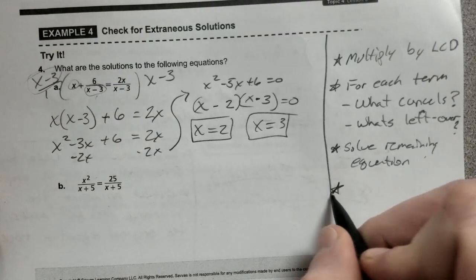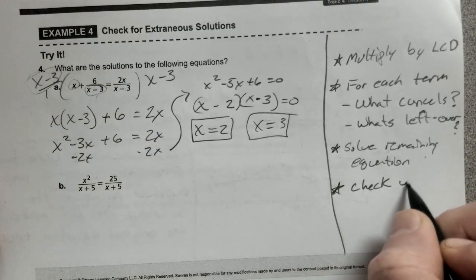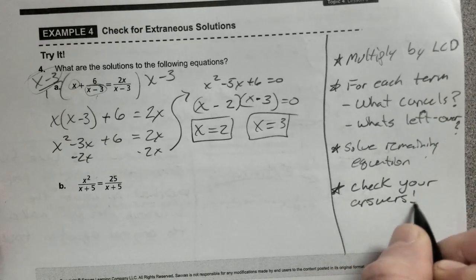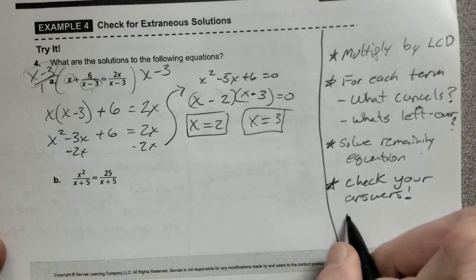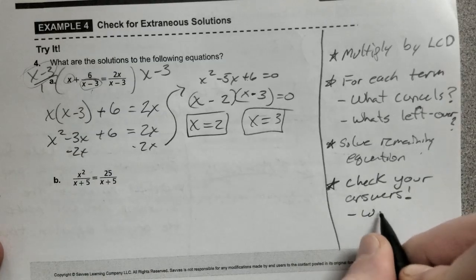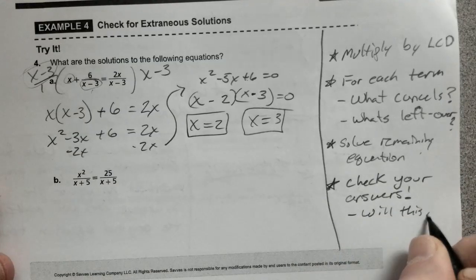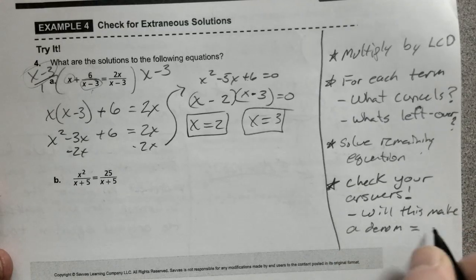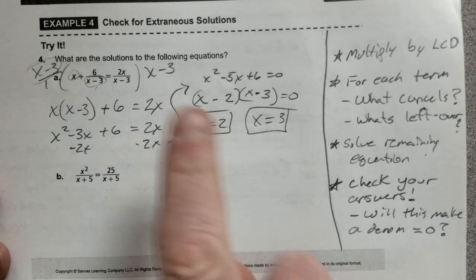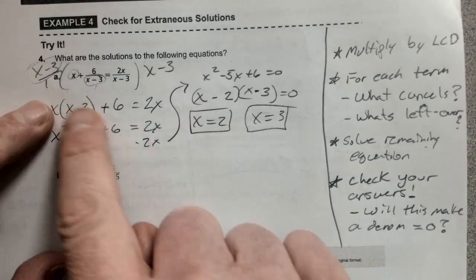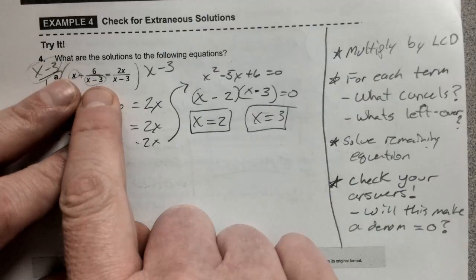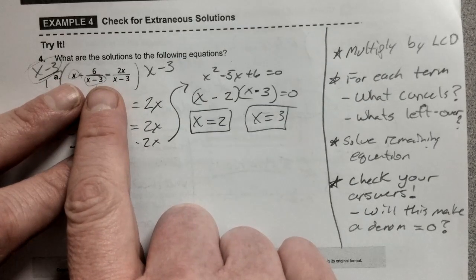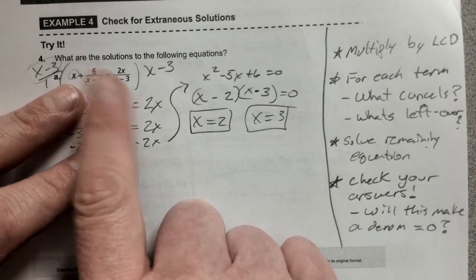And lastly, we need to check all of your answers. When I check my answers, the question I'm asking myself is, will this make a denominator equal to 0? So I start with the 2. Go back to the original. When I plug a 2 into the original equation, is the denominator going to be 0? No. So that's a good answer.